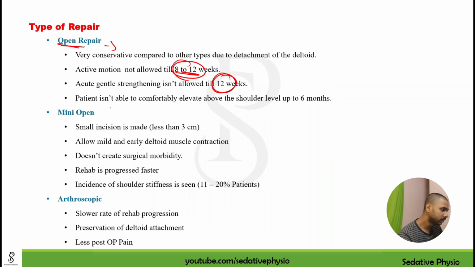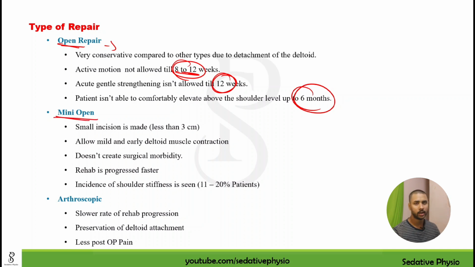Okay. Now, in this condition, the patient isn't able to comfortably elevate above the shoulder level up to 6 months, right? Up to 6 months after the surgery, the patient feels discomfort whenever going for any movement above the shoulder level, right? The patient will feel uncomfortable. This is the open type of repair.